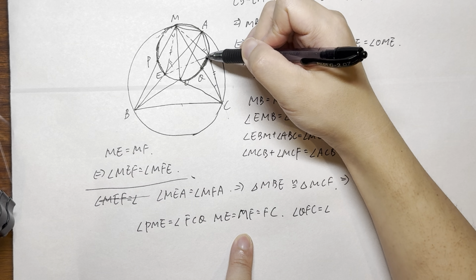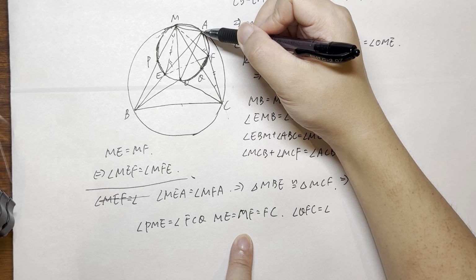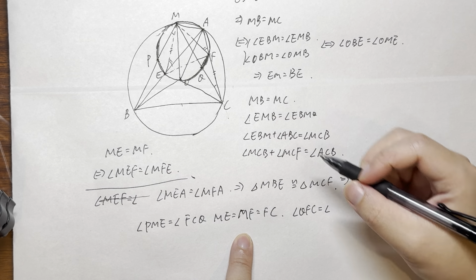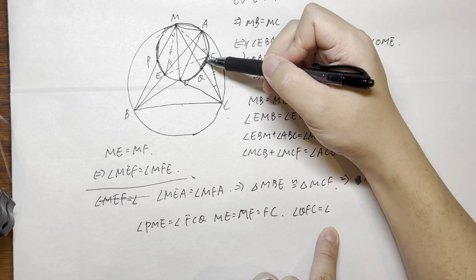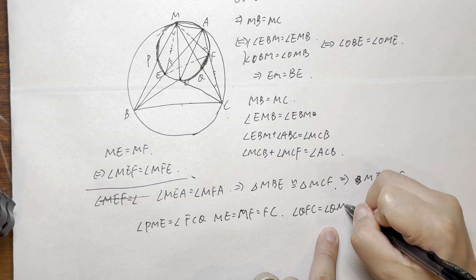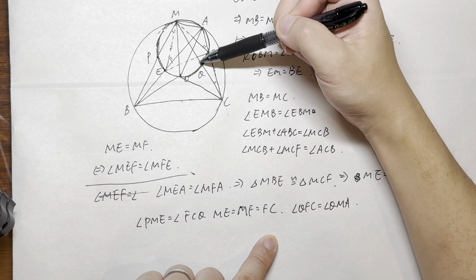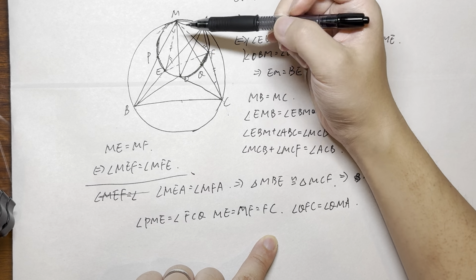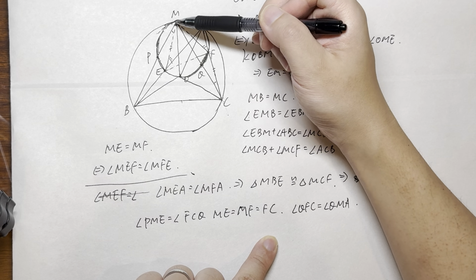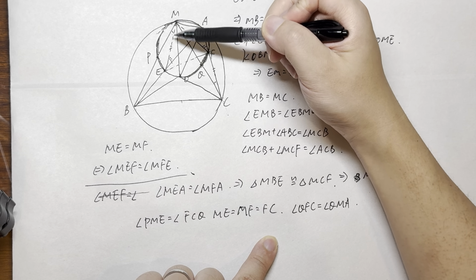No, this angle equals this one plus this one equals 2. So it equals angle QEA, right? The angle QFC can be equal to angle QMA. Yeah, so it equals angle QMA. And let's look for the relation between QMA and angle MEP.